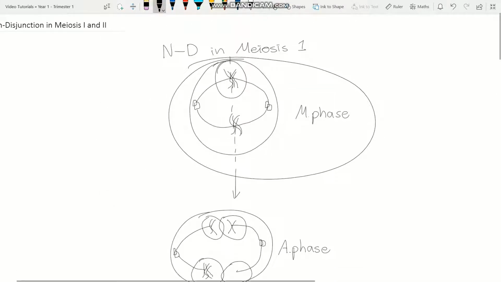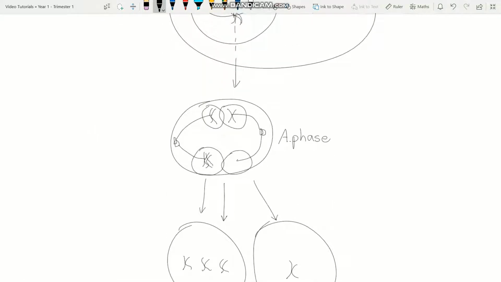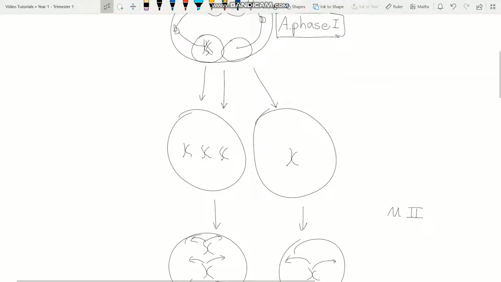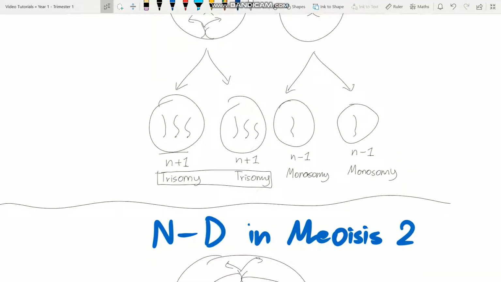So in summary, non-disjunction in meiosis I is when the chromatids, sister chromatids, are unable to separate properly in anaphase I. That essentially means that there is an unbalanced nature of chromosomes further on in the process and results in two trisomies and two monosomies. So there is essentially a 0% chance of there being a normal genetic structure being formed.